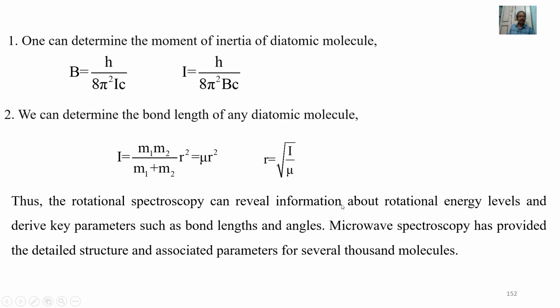Thus, rotational spectroscopy can reveal information about the rotational energy levels and derive key parameters such as bond lengths and angles. Microwave spectroscopy has provided the detailed structure and associated parameters for several thousand molecules.